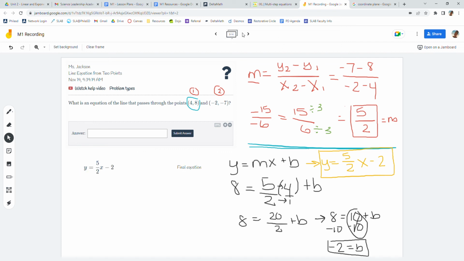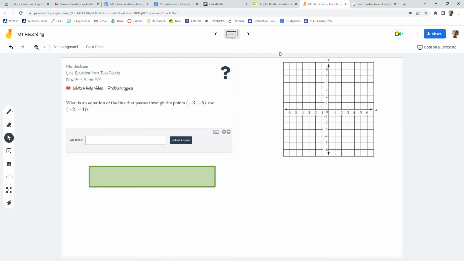So I'll do one more example like this because I know that was a lot of steps. This one is a little bit easier to do visually on a coordinate plane, well, at least on this coordinate plane because the numbers are smaller. So let's start by plotting our points. We have the point -3, -5. So -3, -5 is right here. And the point -2, -4.